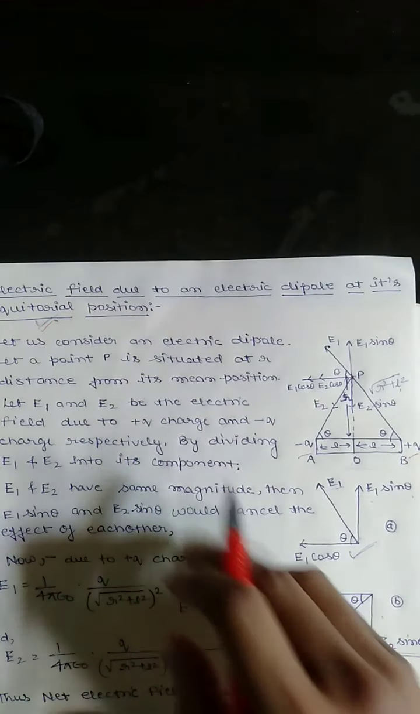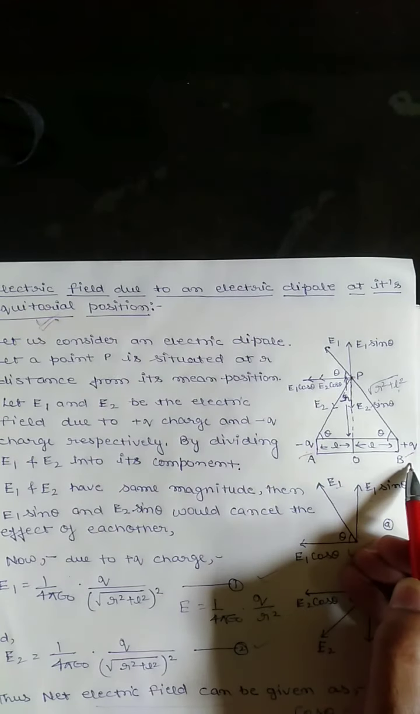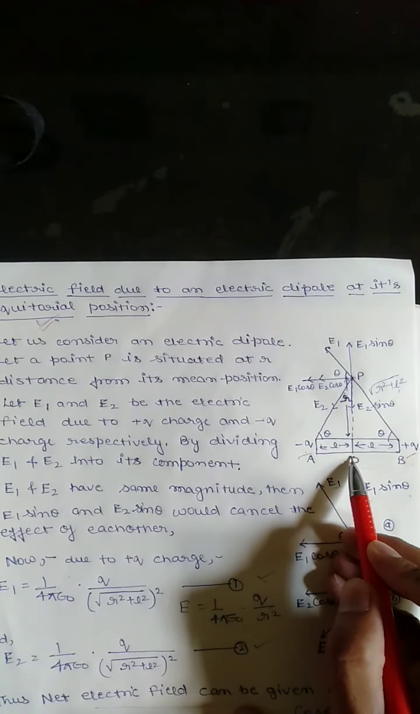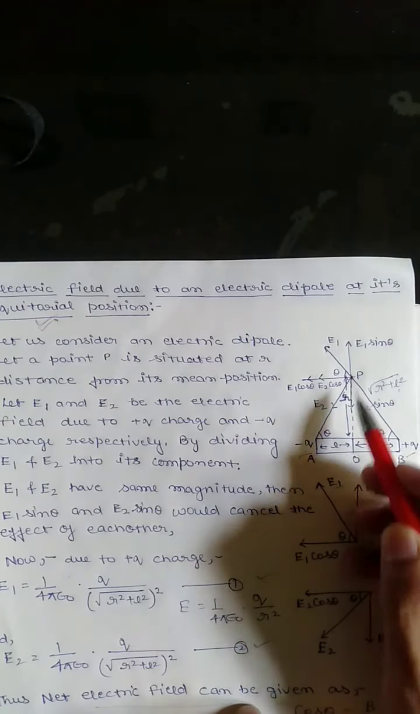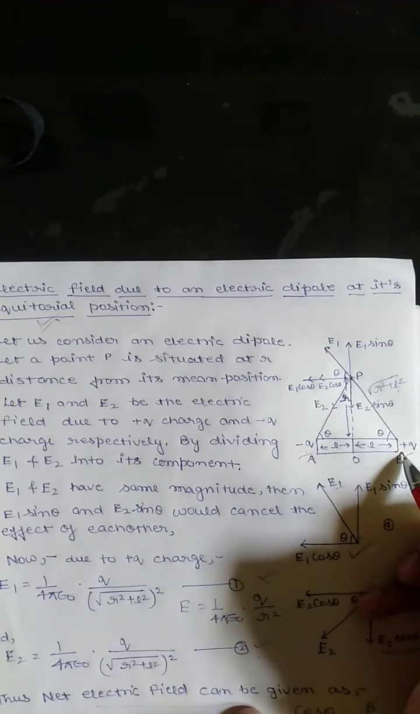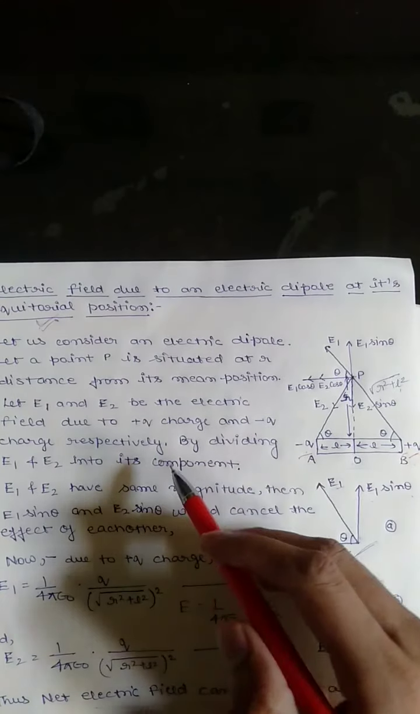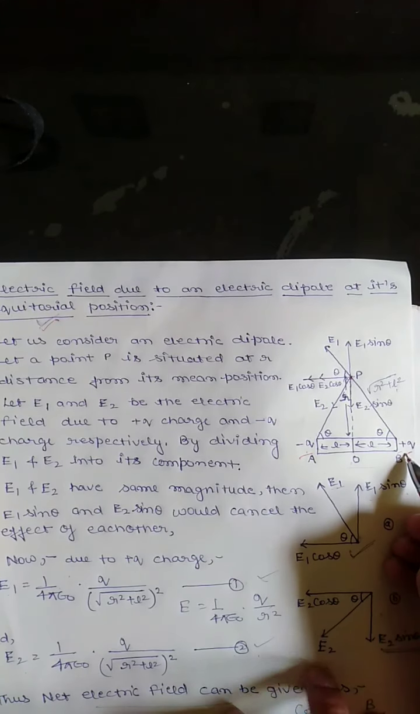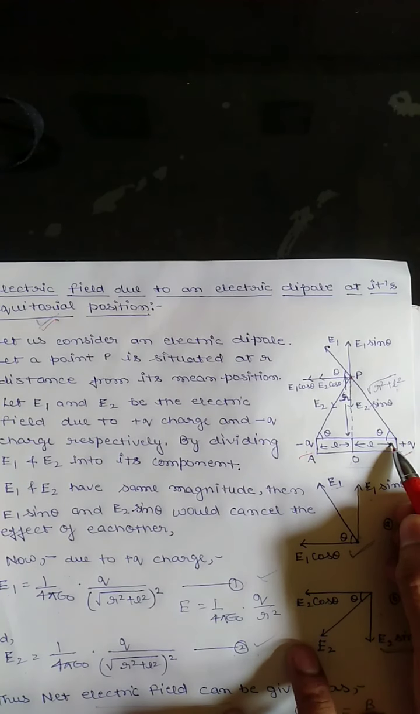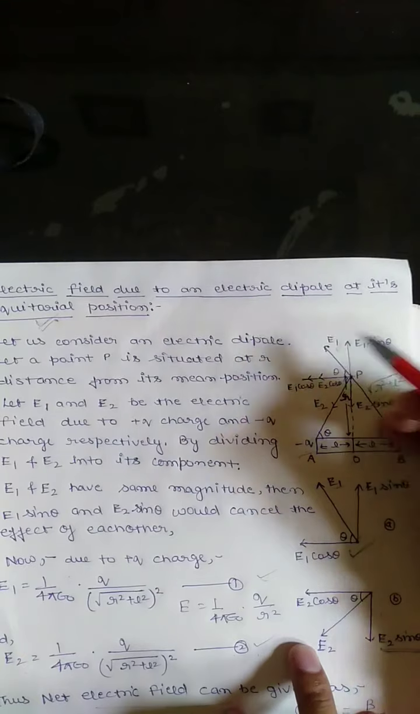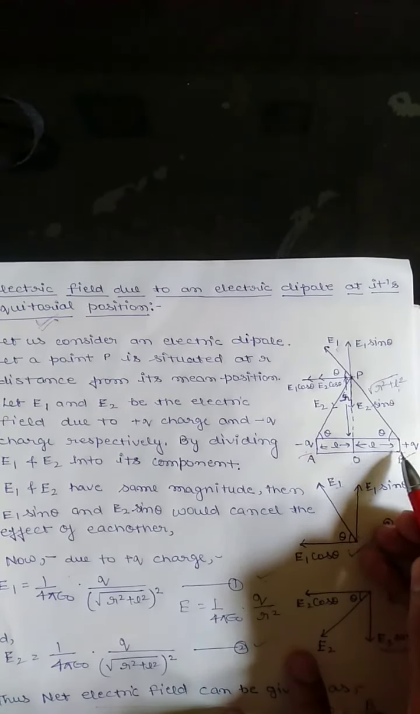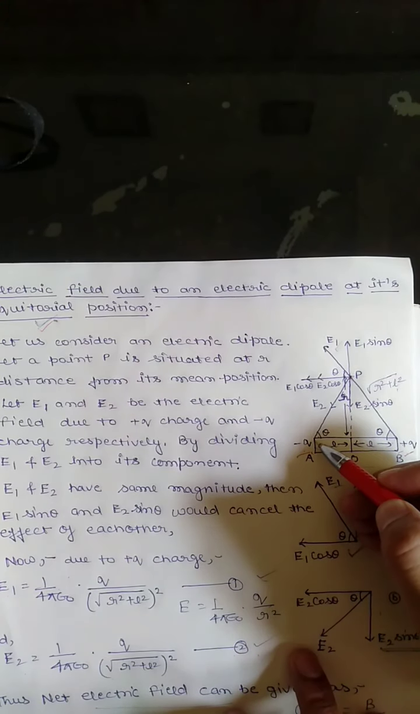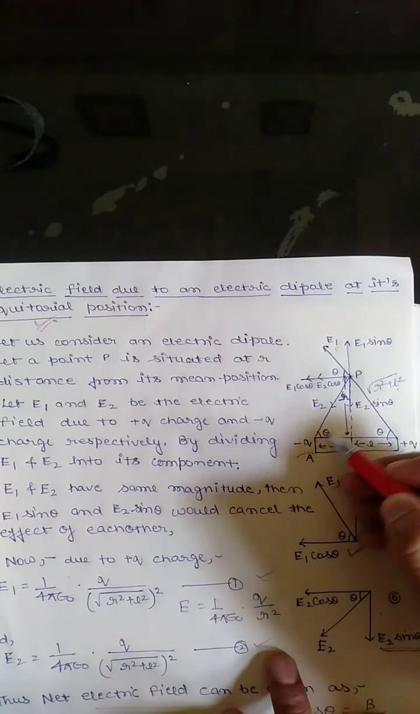So let us consider an electric dipole consisting of minus q and plus q charges, kept at L and L distance from the mean position. Let a point P be at the equatorial position. From this point, let E1 and E2 be the electric field due to plus q and minus q charge respectively. As we know, due to plus q charge, the electric field is always outward. So here E1 would act outward as shown in the figure, and due to minus q charge it is always inward, that is why E2 tends towards the minus q charge as shown in the figure.